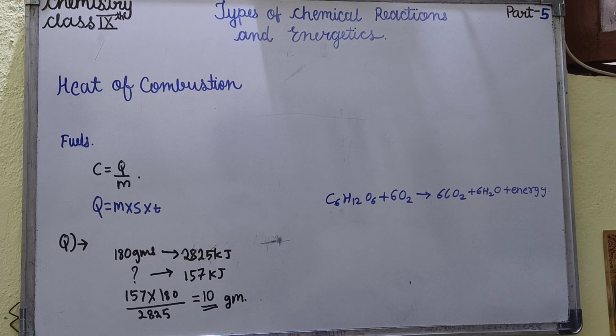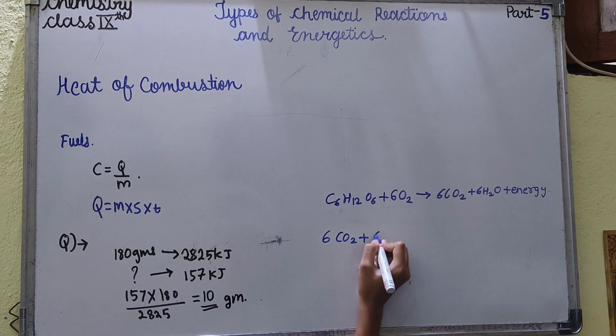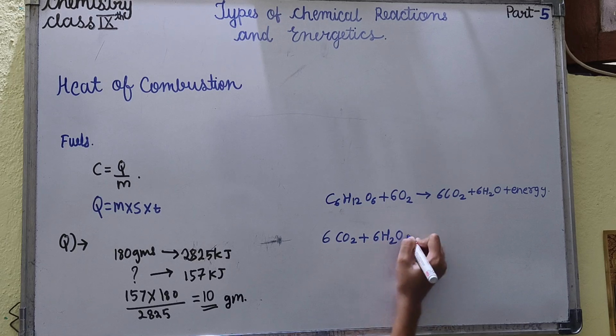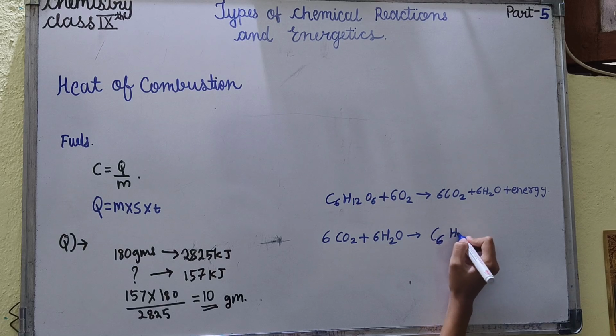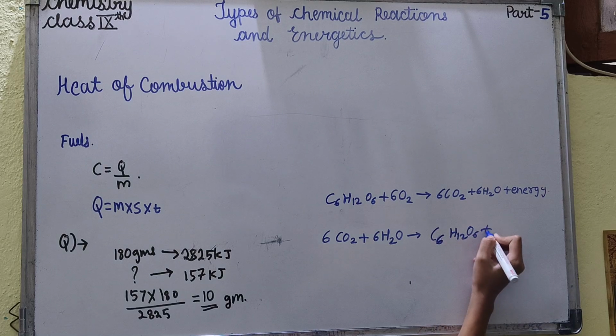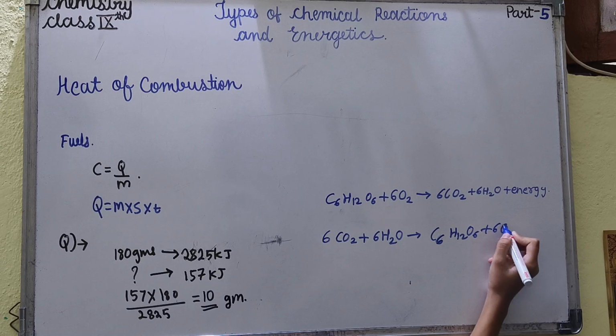And the process of photosynthesis, an endothermic reaction, is 6CO2 plus 6H2O, it gives, in presence of sunlight and chlorophyll, C6H12O6 plus 6O2.